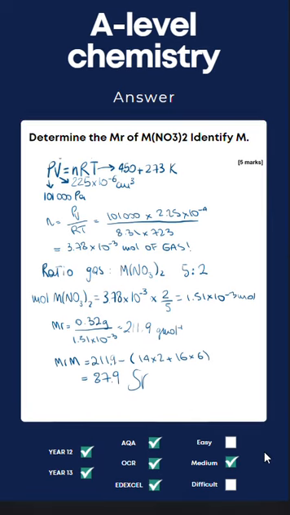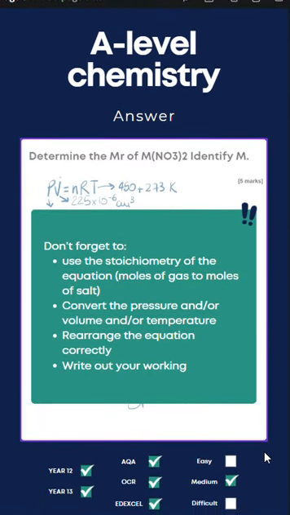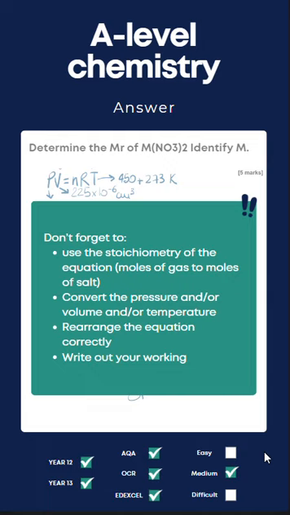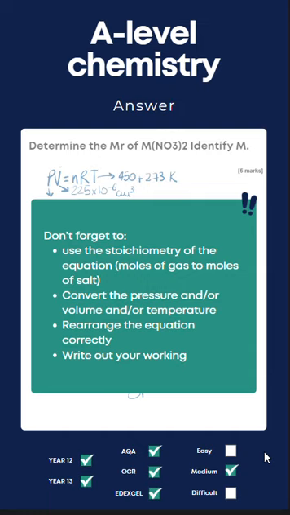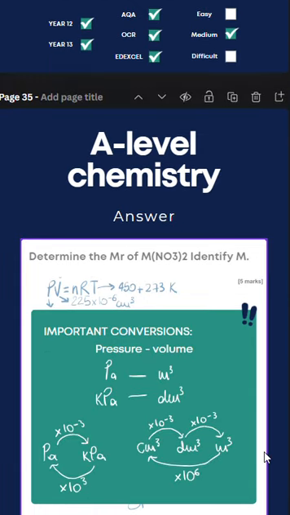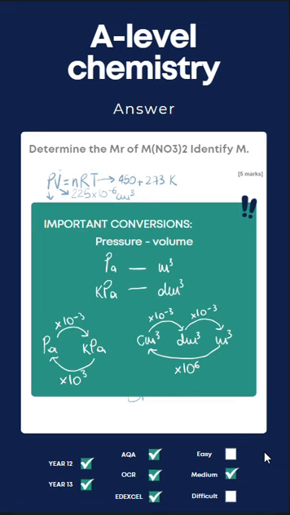Guys, I hope you did it well. Don't forget to use the stoichiometry of the equation, convert the pressure and/or the volume and the temperature correctly, and rearrange the equation correctly. Also write down your working, because in a 5 marker like this you get the marks for your working out. Okay guys, so the important conversions to remember are these.